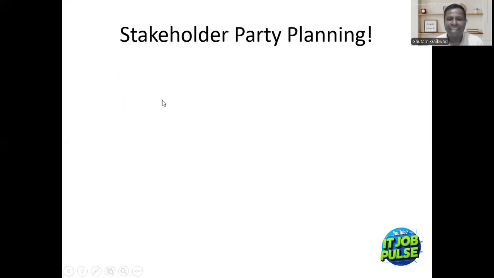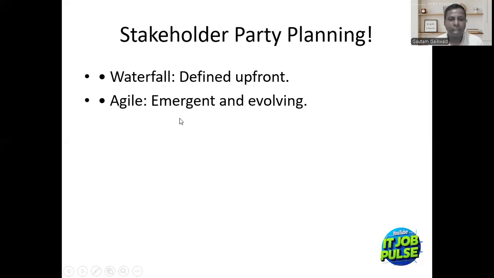Stakeholder party planning. This is a good one, right? Waterfall, defined upfront. In agile, emergent and evolving. Stakeholder meetings mostly happen in waterfall at the initial stage, and it's a long continuous discussion before defining anything. And once it is defined, there is a very rare possibility that you go back to the stakeholder and speak. Okay. But in agile, emergent and evolving.